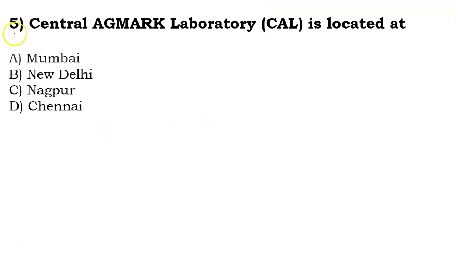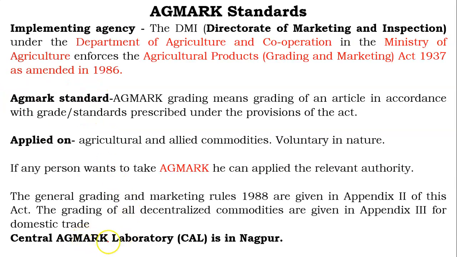Now, fifth question, where is the Central Agmark Laboratory, that is CAL, located? Your options are Mumbai, New Delhi, Nagpur and Chennai. So friends, its answer will be C. This Central Agmark Laboratory is located in Nagpur. There is some information you can remember from here. Who is the implementing agency? The Directorate of Marketing and Inspection under the Department of Agriculture and Cooperation in the Ministry of Agriculture enforced the Agriculture Product Grading and Marketing Act 1937, and it was amended in 1986.